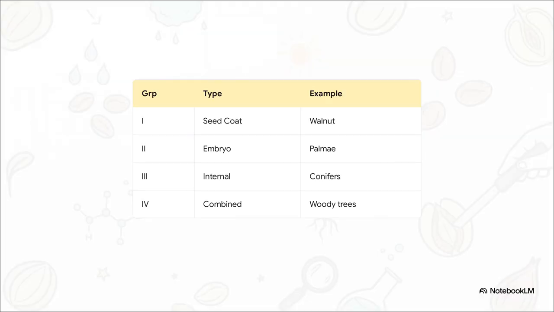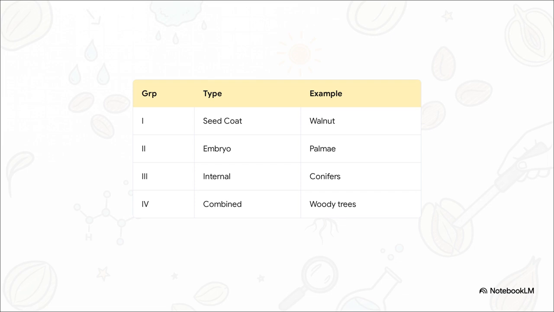So what happens when nature deliberately puts a biological lock on that process? Well, even in a totally perfect environment, a dormant seed just won't sprout. For us in botany, identifying these 4 groups of dormancy is everything. Group 1 is external seed coat dormancy. Think of the hard physical shell of a walnut or a seed coat holding chemical inhibitors like citrus.